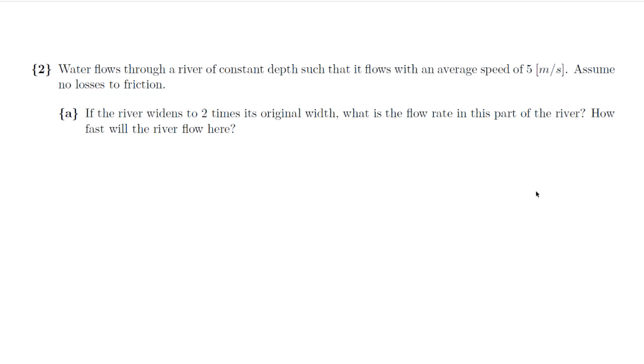Okay. So in this one, we assume an average speed of 10 meters per second. If the river widens to 2 times the original width, what is the flow rate in this part of the river? Flow rate, I'm actually asking you for the speed. How fast will the river flow here? Actually remove this part of the question. So I'm just asking for how fast it's flowing.